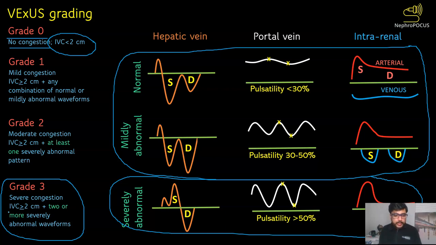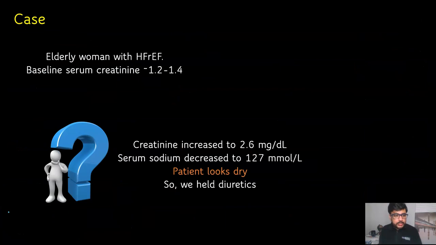And these waveforms are pretty dynamic and you can assess response to therapy. So let's just see one case that summarizes the dynamicity of these waveforms and we'll finish. So we have an elderly woman with heart failure with reduced ejection fraction. Her baseline serum creatinine was 1.2 to 1.4 milligram per deciliter.